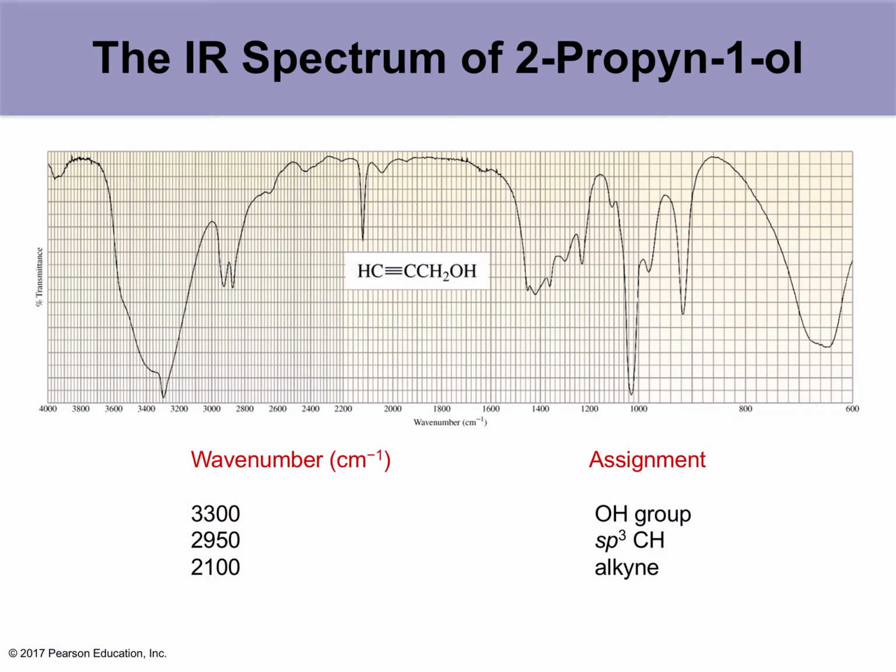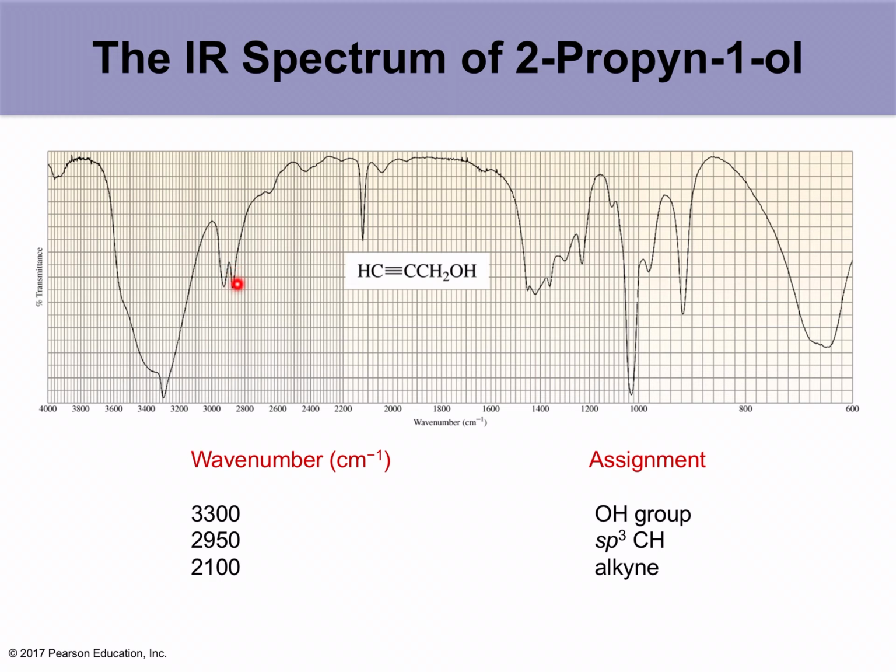IR spectrum of 2-propyn-1-ol. Propyne means triple bond, and it also has an alcohol group. So you can see this broad peak. Whenever you see a broad peak, it should ring in your head: that's an alcohol right there. So around 3300 we have an alcohol group. And then 2950. Remember the 3000 area over here? Less than 3000, that is sp3 carbon-hydrogen. That's this CH2 right there.